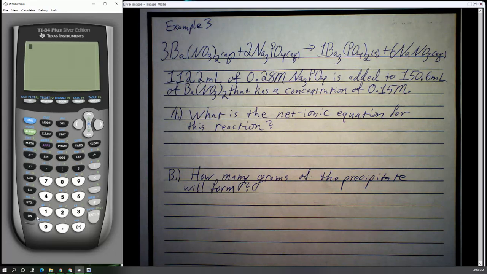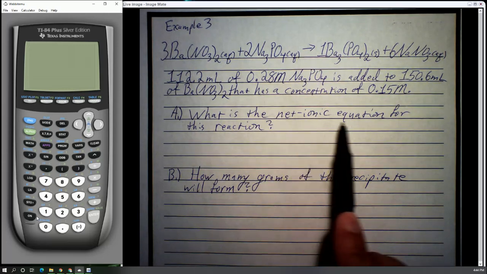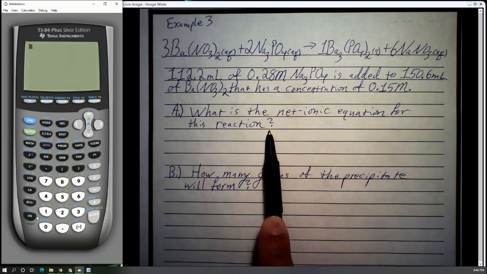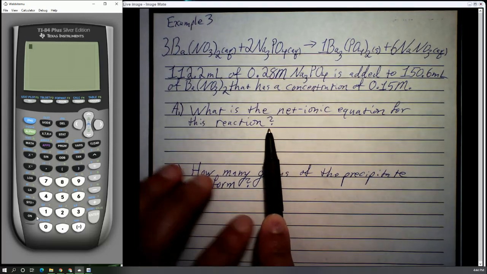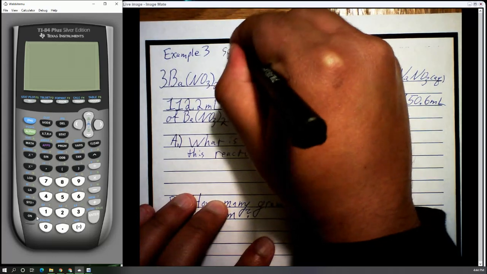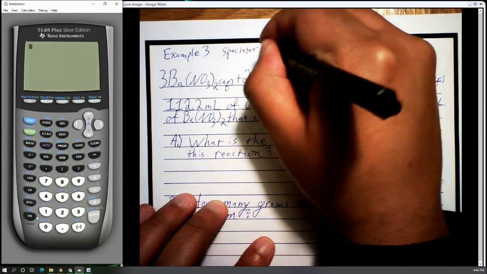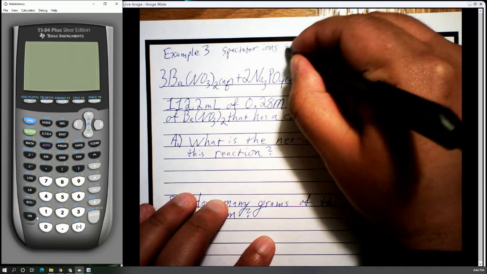So this is a multi-part problem. The first question is, what is the net ionic equation for this reaction? So remember, in a net ionic, we remove any spectator ions. So spectator ions start and end aqueous.